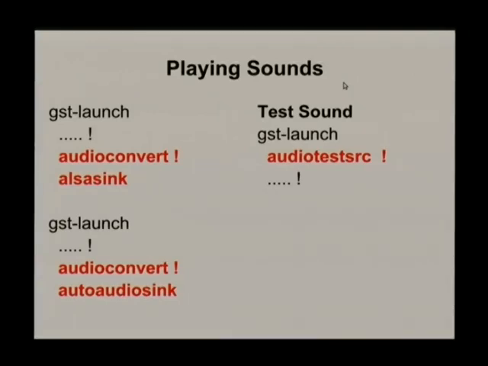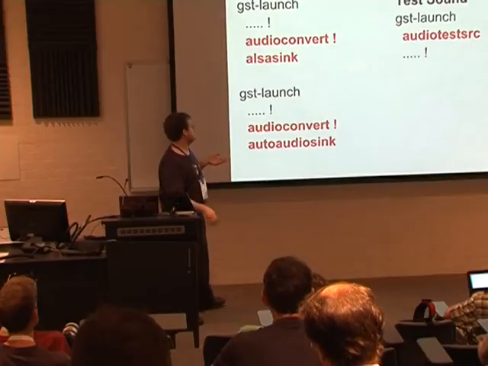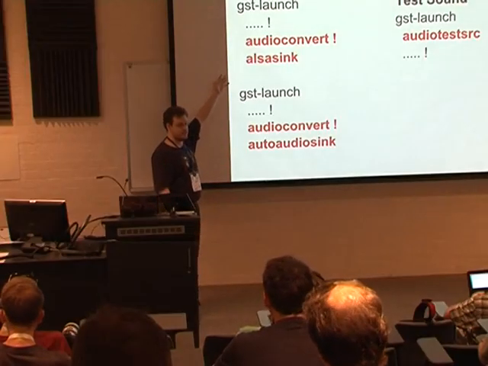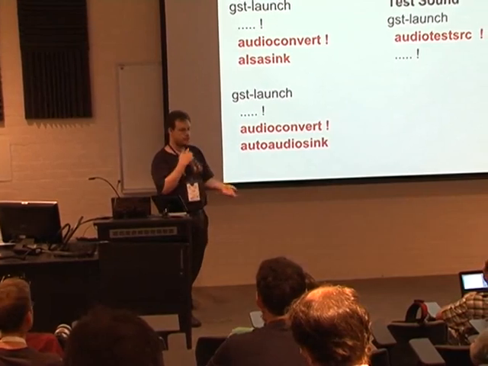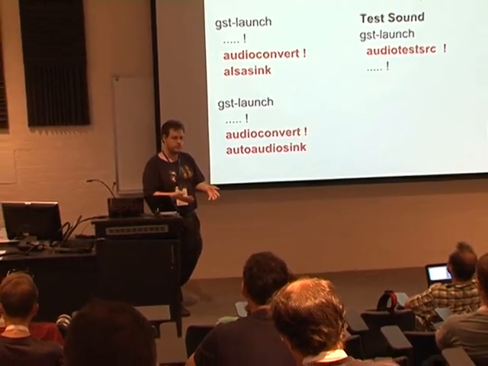GST launch basically takes a bunch of elements. The first one we care about is the audio test source. This produces a kind of annoying buzz sound so that you can test your audio. Then we're going to connect it together to an audio converter, which basically converts from one format to another. And then we connect it to an ALSA sink if you've got ALSA, or a PulseAudio sink if you've got PulseAudio.